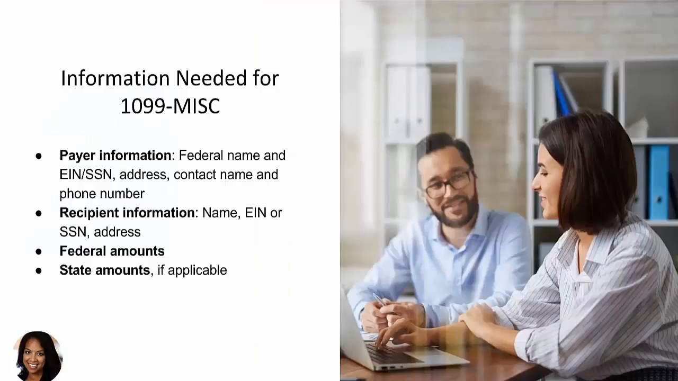Here we've gone ahead and listed the information needed to file a 1099 miscellaneous form, starting off with the payer's information. That includes the name, EIN or Social Security, address, contact name, and phone number. We'll also have the recipient's information, so that's the name, EIN, or Social Security number, as well as the address, the total amount of non-employee compensation that you're reporting federally, and any amount of money reported on the form that is subject to state tax.